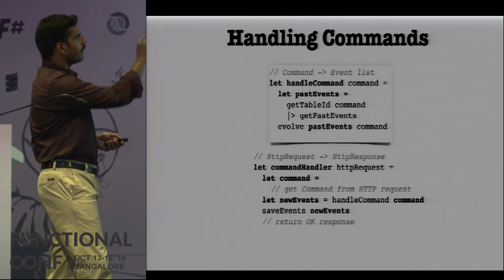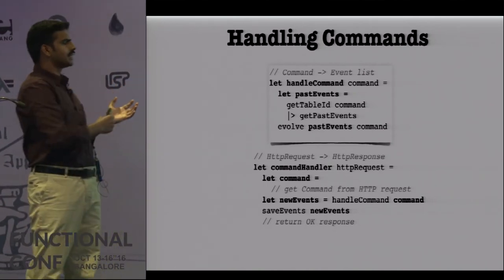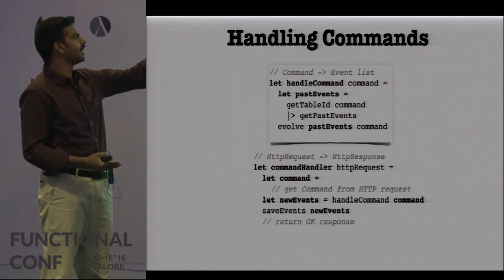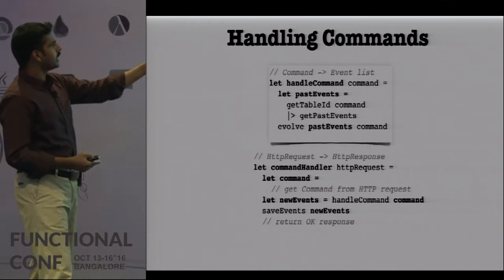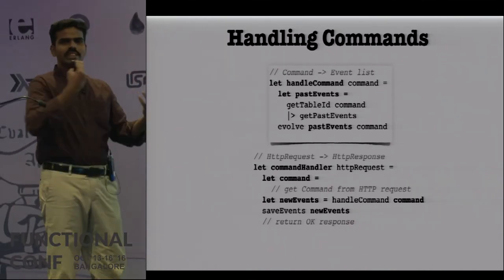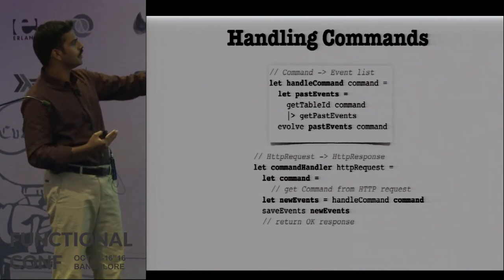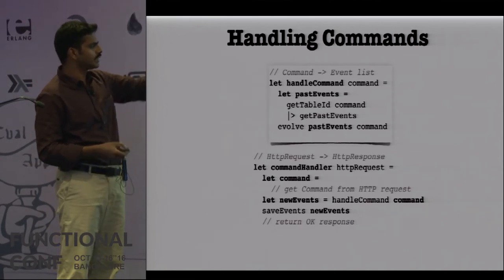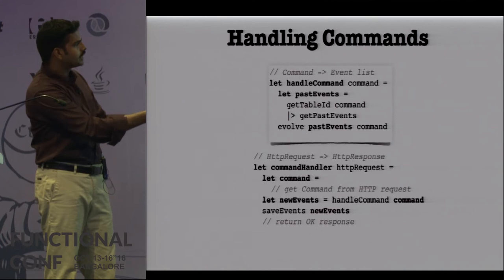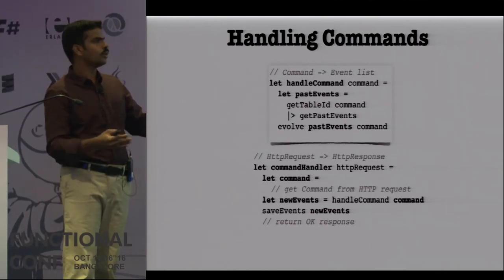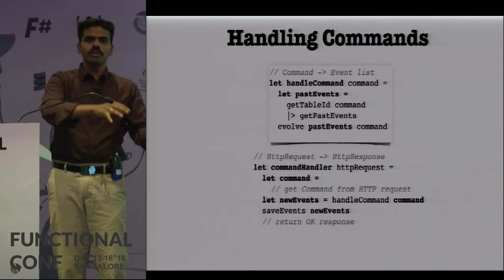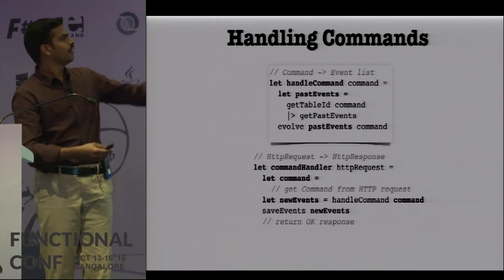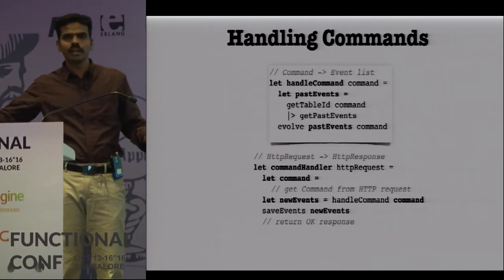Cool. Now we have the handle command function. To expose this as an API, again, we are going to create another function. That function is going to take an HTTP request and return an HTTP response. So we are going to get the command from the HTTP request by doing some JSON deserialization. Once we have the command, we're going to call the handle command function, and we will get new events, and we will save the new events and then return an OK response. Now we started with some function, and we molded it by refactoring the state with the past events. Now we reached a point where it is being exposed as an API.